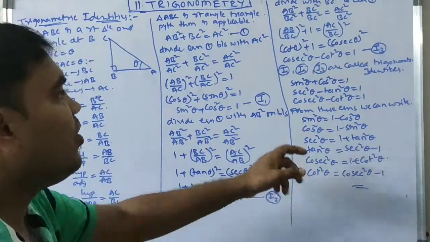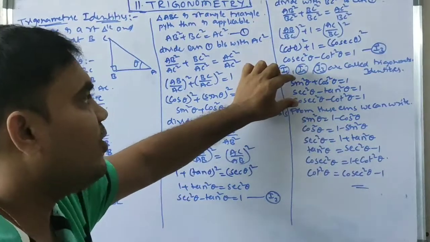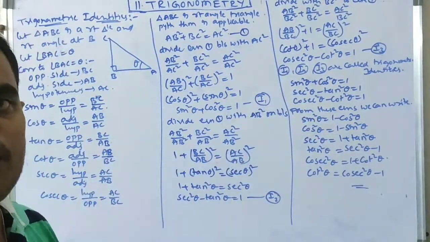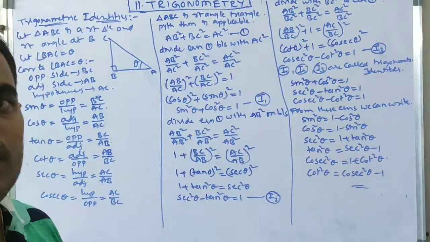So these are also identities. With the help of these we will get these formulas. So these are also important while doing problems.